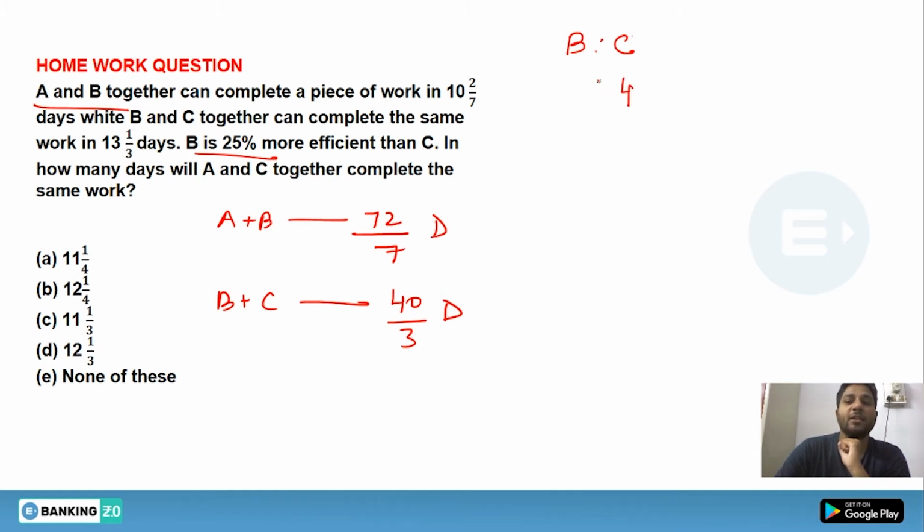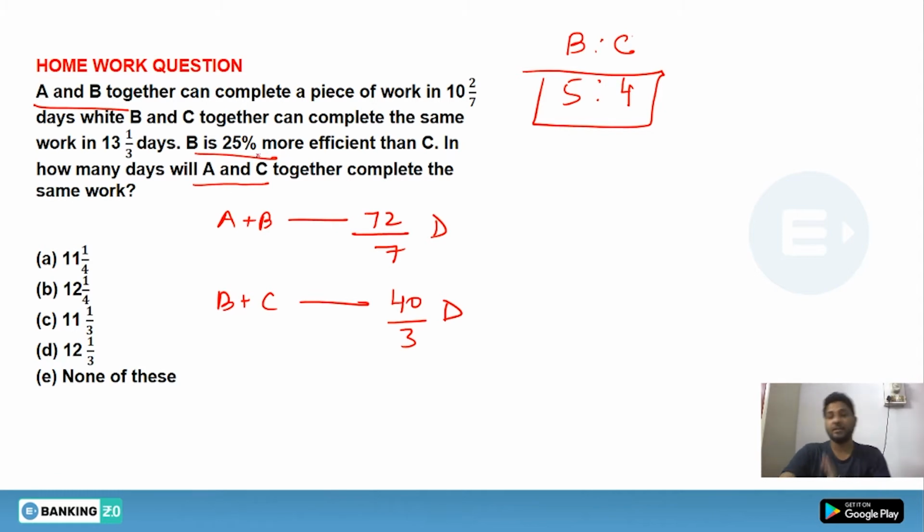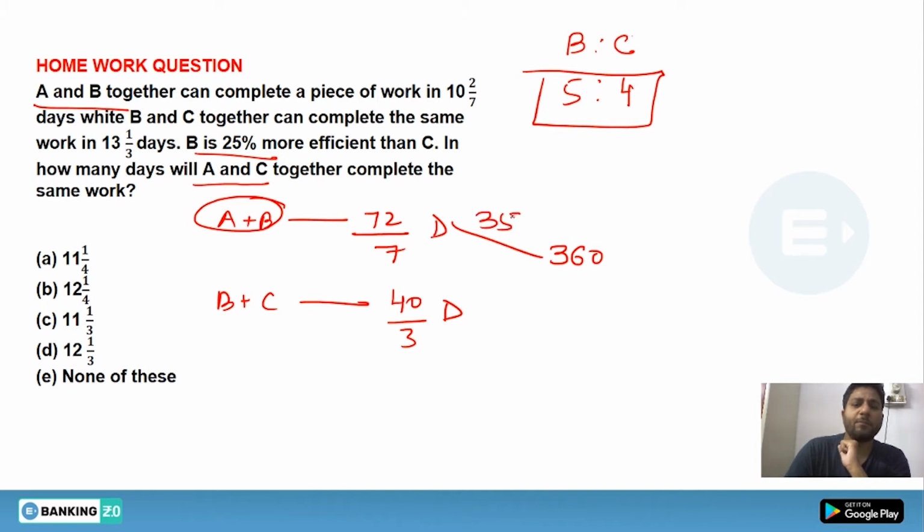That means the ratio of B's and C's efficiency would become 5:4. Now they are asking, tell me in how many days A and C together can complete the same work. How can you solve this? First of all, you need to find the total work, and after getting the total work according to these days, you will be able to find the efficiency of each pairing. Look at this. The LCM would become 360. Hence, the efficiency of A and B's pairing would be 35, while B and C's pairing would be 27.